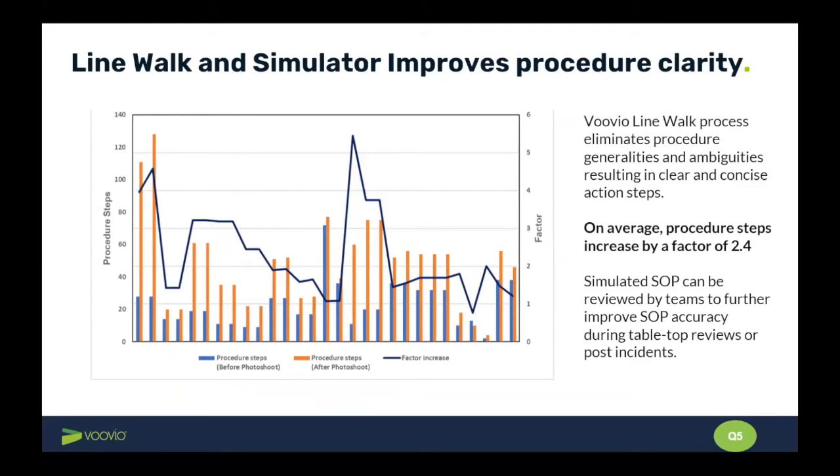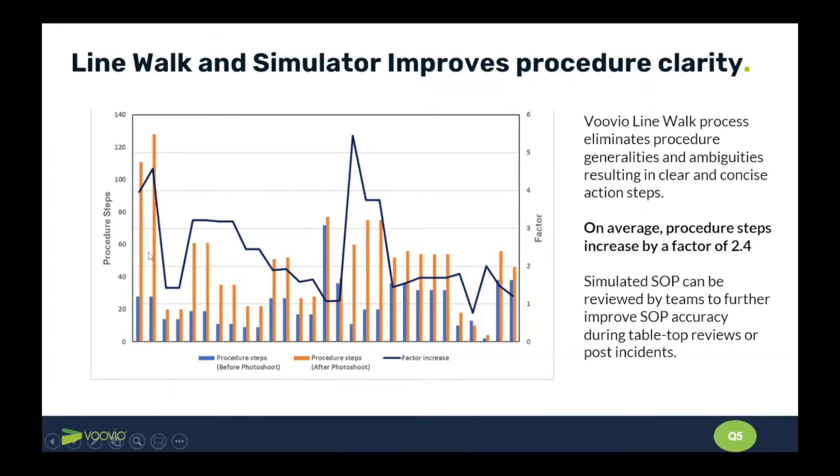What this chart shows is some of the results from projects. The y-axis on the left is the number of procedure steps or procedure lines, and then across the bottom are sets of bars. The blue bars are the number of procedure lines prior to us walking the procedure in the field. So that's the customer procedure as written. The orange bars are the number of action steps, the clear, concise actions that the operator has to perform. And that is the action checklist that is created after our engineers walk the procedure with the SME.